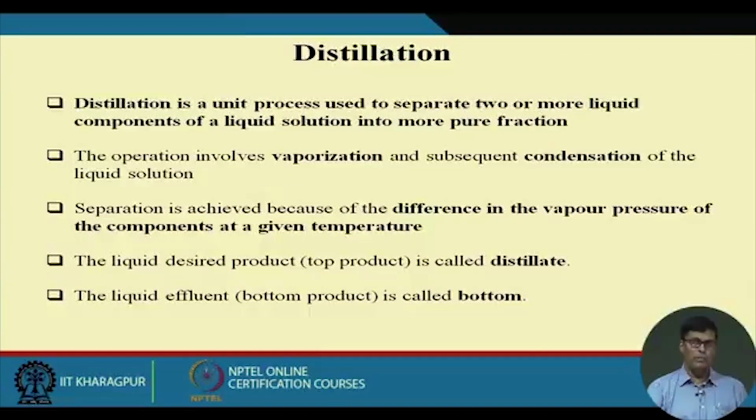In the alcohol fermentation process, not only is ethanol produced, but besides ethanol, fusel oil is also formed. Fusel oil is nothing but higher alcohol, so you can separate it in the fractional distillation column. The operation involves vaporization and subsequent condensation of the liquid. Separation is achieved because of the difference in vapor pressure of the components at a given temperature. The desired liquid product is called the distillate, and the bottom product is called the bottom, or raffinate.